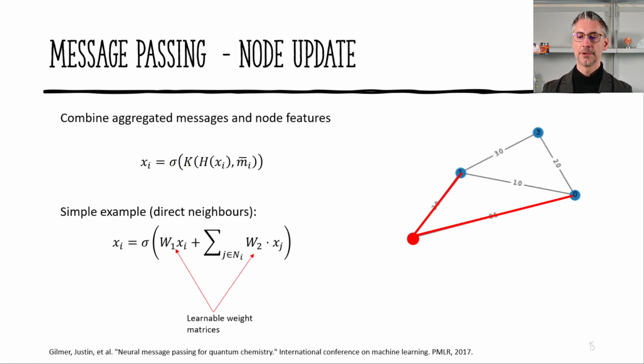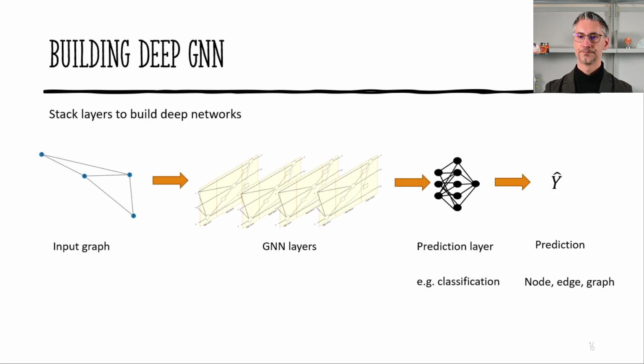And a simple example is to do this with a neural network, and again we use learnable weights to represent our neural networks. Now that we have the building blocks of doing this, we need to build a neural network out of it. And just as we did with other deep learning approaches like feed-forward networks and convolutional networks, we take this main building block and stack layers on top of each other.